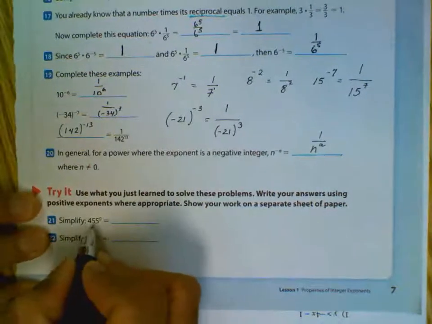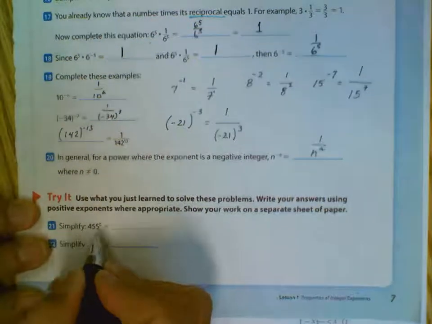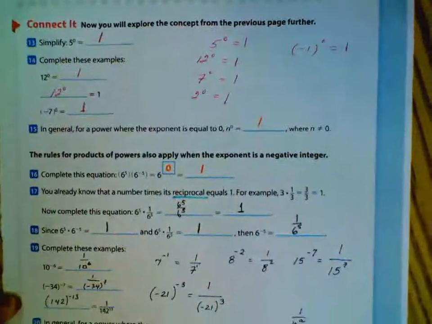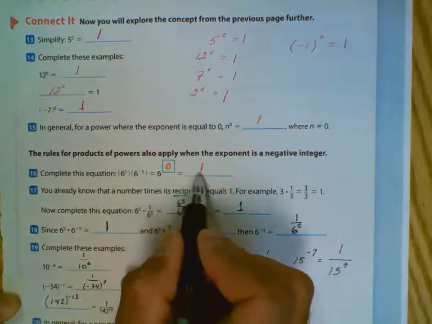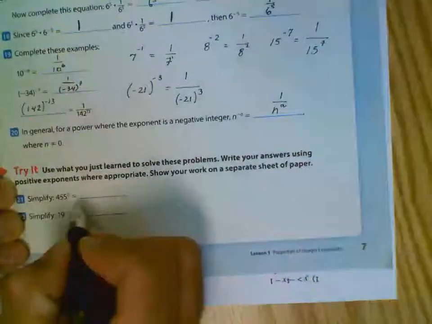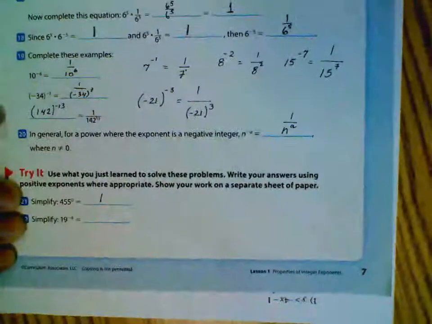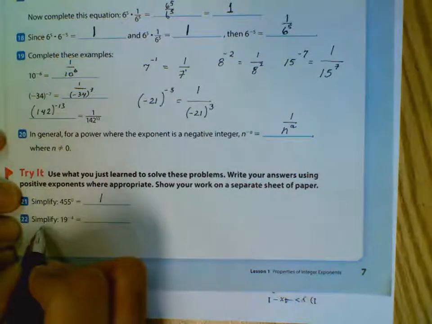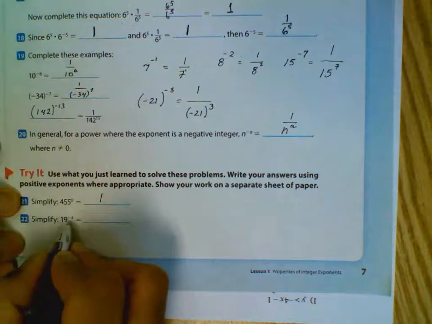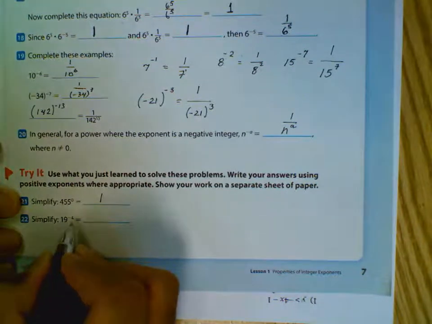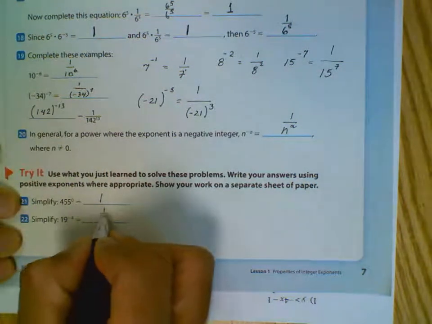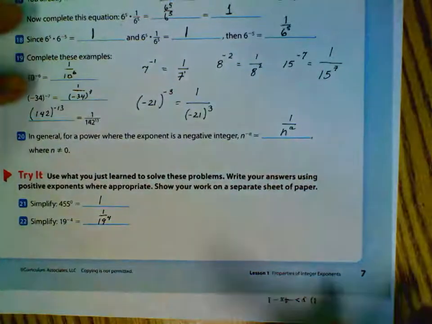So simplify 455 to the 0 power. We have the property here. If you have something to the 0 power, it is equal to 1. So all of this is 1. And then they're asking you to simplify 19 to the negative 4. You have a negative exponent, so you have 1 over 19 to the 4th power. And that's the solution. Okay.